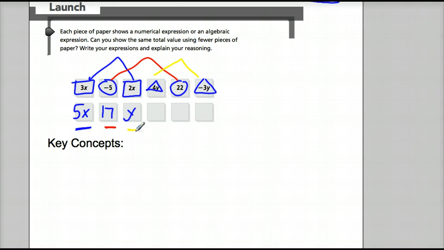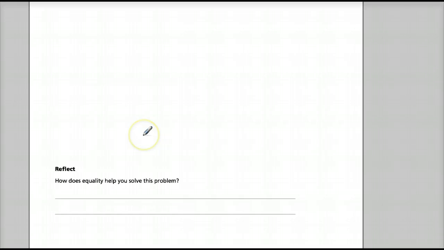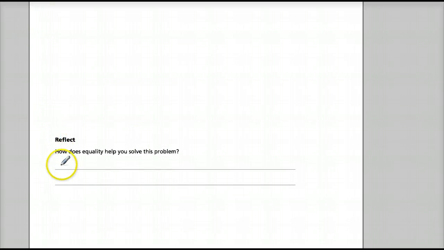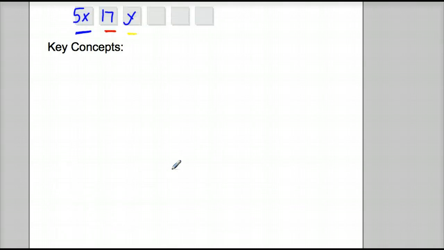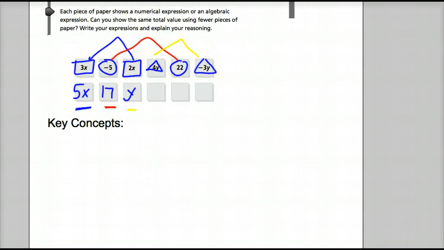So you know that fewer pieces of paper can represent multiple tiles. So we'll write: 1 tile, or piece of paper, can represent multiple tiles. So if we call these things up here tiles instead of pieces of paper.